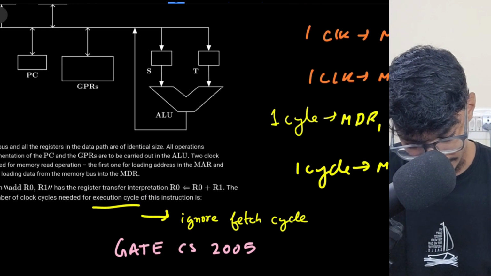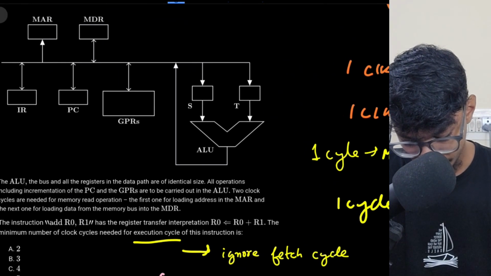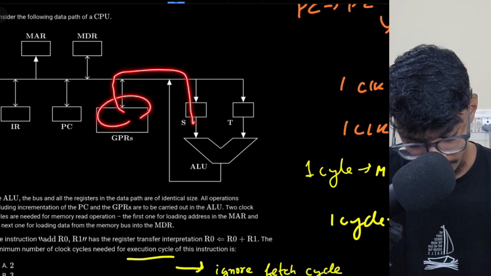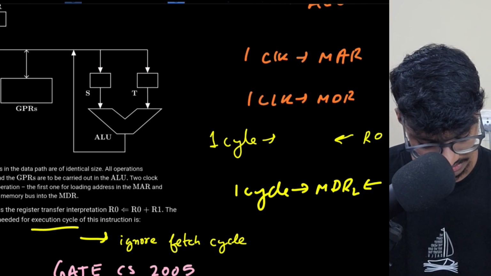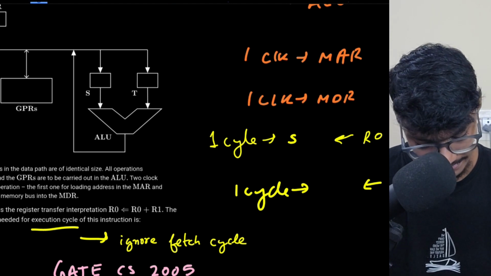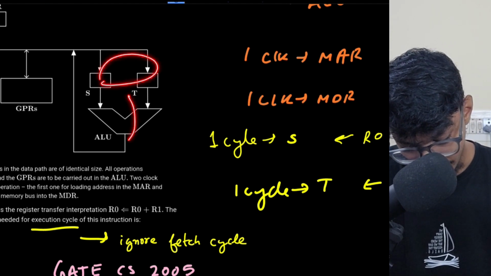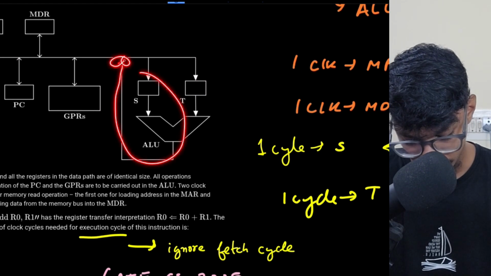Here they have given me the two inputs as S and T, right? So from these registers, one data will come to S, another data will come to T. So this is MDR1 and MDR2. I can write this directly as S and T. Next, I will add them and directly put the result on the bus. It is there in the bus, right?